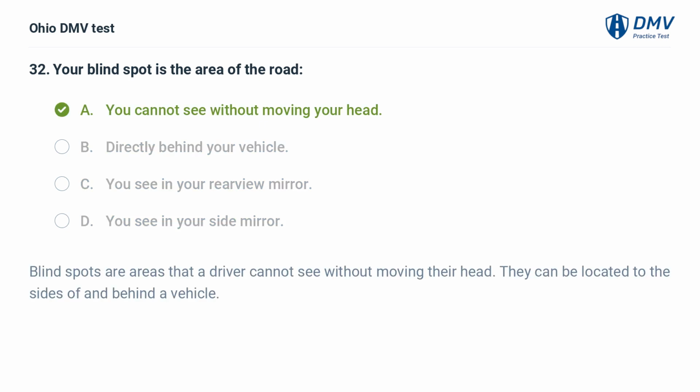A. You cannot see without moving your head. Blind spots are areas that a driver cannot see without moving their head. They can be located to the sides of and behind a vehicle.